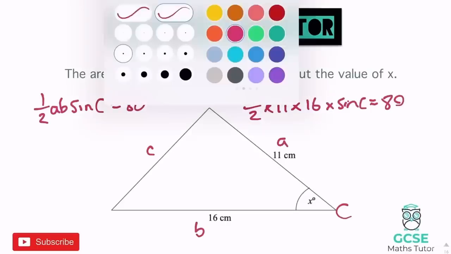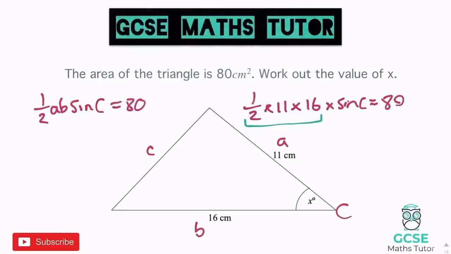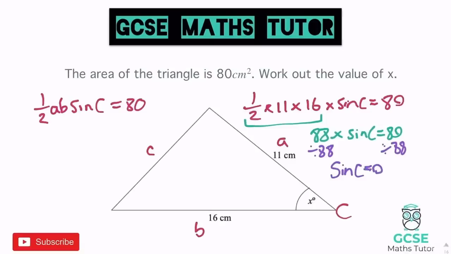Now I can't actually work that out, but what I can do is work this bit out. So if I do a half times 11 times 16, we get the answer 88. So we have 88 times sine C equals 80. So we can rearrange this. Look, we can get both sides and divide them by 88, and that will just give us sine C on its own. So sine C equals 80 divided by 88, which comes out as 0.90, and that is actually 90 recurring. There we go, I'm just going to leave it on the calculator screen.